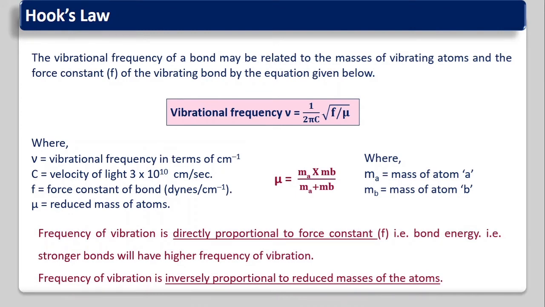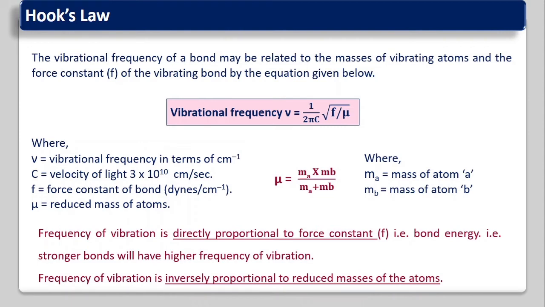The frequency of the vibrations is directly proportional to the force constant. According to Hooke's law, 2 pi and c are constant; c is the velocity of light. So the vibrational frequency is directly proportional to the force constant, that is, bond energy. A stronger bond will have a higher frequency of vibration and a weaker bond will have a lower frequency of vibration. Secondly, the vibrational frequency, nu, is inversely proportional to the reduced mass.